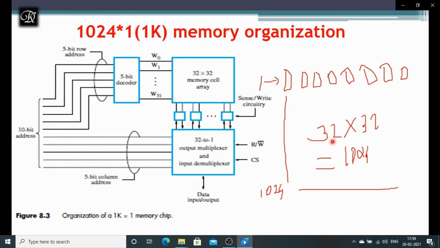Whatever design we do should not demand more address lines. Out of the 10 address lines, can I generate the addresses of 32 and 32? Yes. 2 to the power of 5 is 32, and 2 to the power of 5 is 32. Out of 10 lines, 5 will be given for rows and 5 for columns. So now I have got 1024. That is the 32 cross 32 memory cell array, which we can call a 2-dimensional array. 32 rows, 32 columns, total cells are 1024.